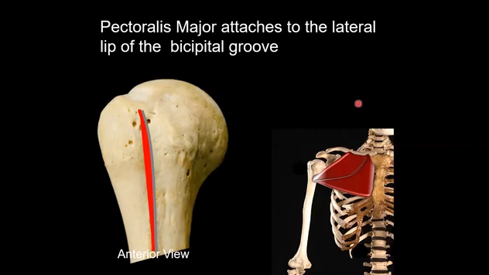Now we look at the pectoralis major. Remember, we had its origin from where? From the middle third of the clavicle, or the shaft of the clavicle, some fibers, look at it here, and then finding its attachment to the lateral lip of the bicipital groove. So you can see it here at this anterior view of the humerus.